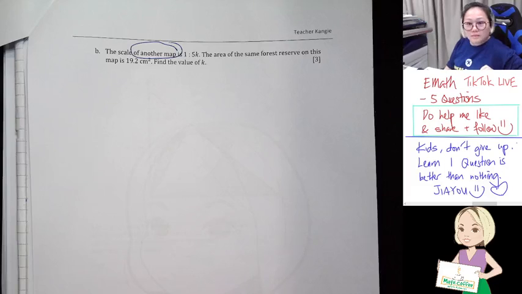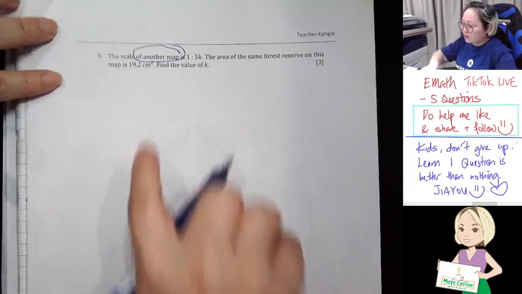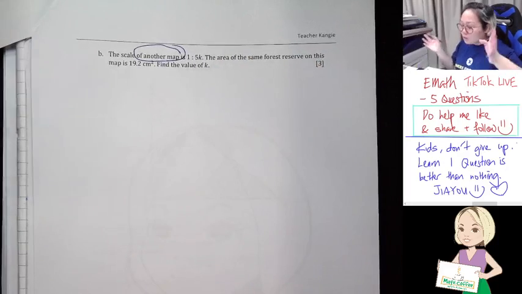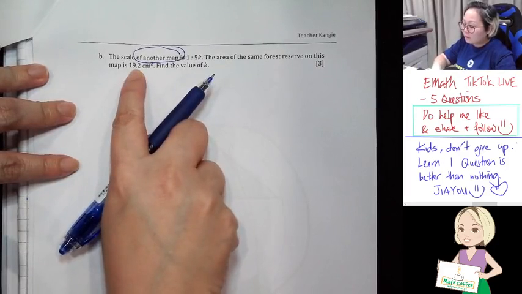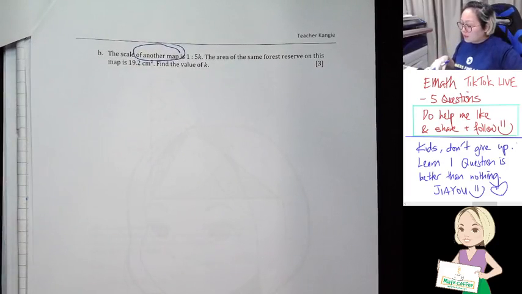Okay, kids. Actual area, wow, well done. Actual area remains the same. This one is important: actual area remains the same. So 1 is to 5K. I don't know what the map is, but they say that the area of the same forest on this map is 19.2. Okay, so let's see.